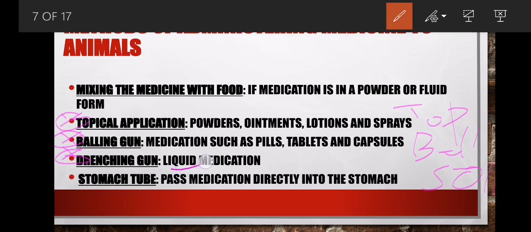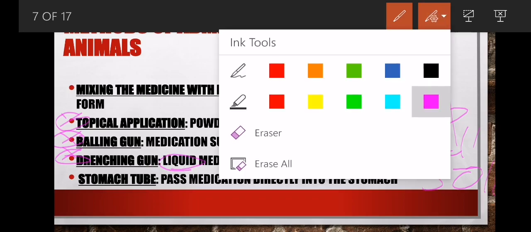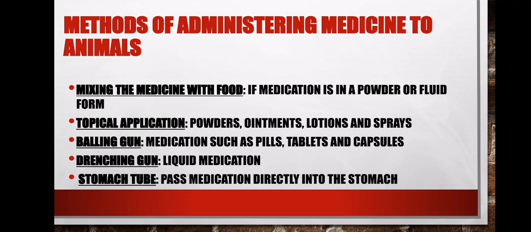The drenching gun, used to administer what? Liquid medication. On this one, people, at the end of the slides, I will show you a picture of a boiling gun and a picture of a drenching gun.